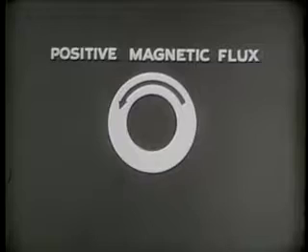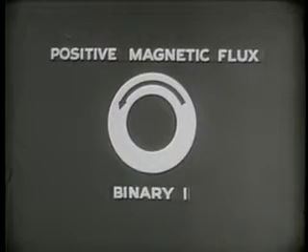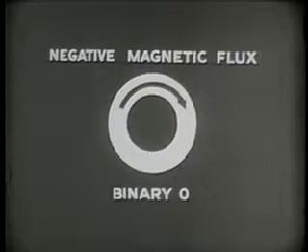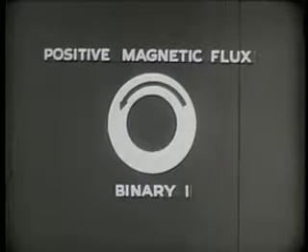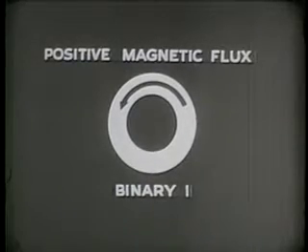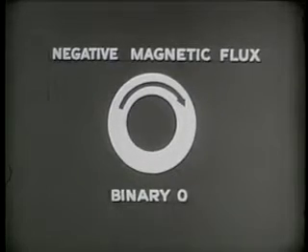Bistable, because it can be magnetized in two directions. When the magnetic lines of force point in one direction around the core, they are a positive magnetic flux, and the core is said to hold a binary 1. If the direction of magnetism is reversed, the flux becomes negative, and the core holds a binary 0. However, remember that this arbitrary definition of positive magnetic flux representing binary 1 and negative magnetic flux representing binary 0 may be reversed in some systems.